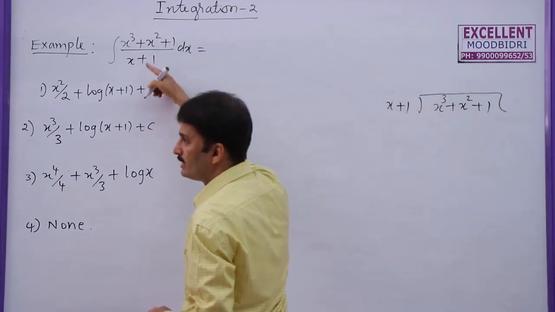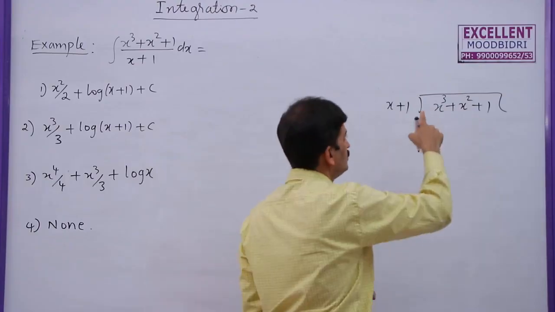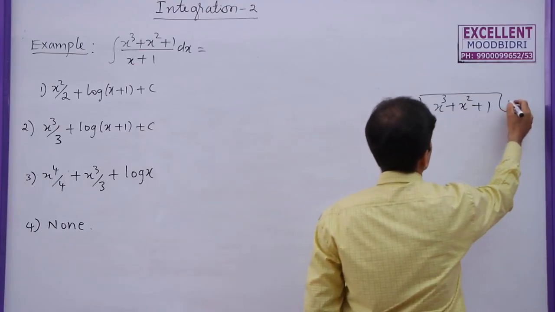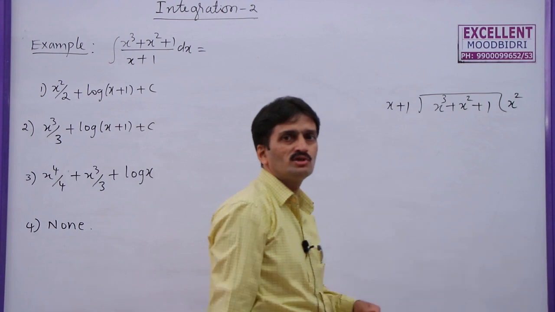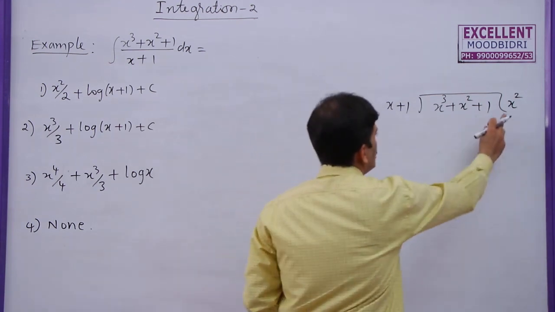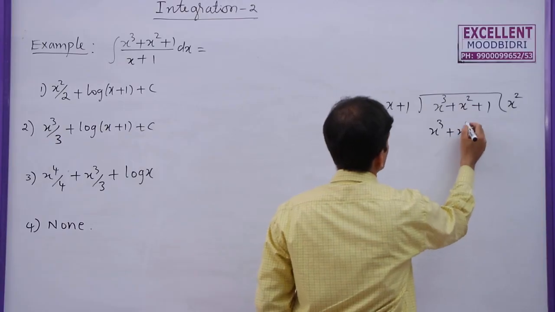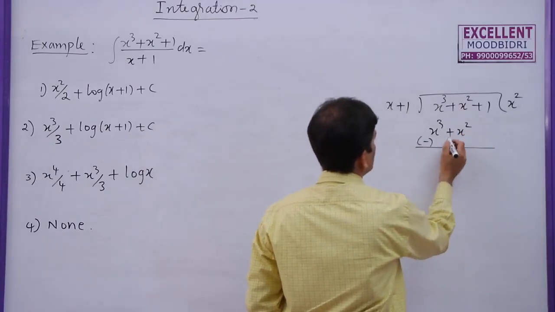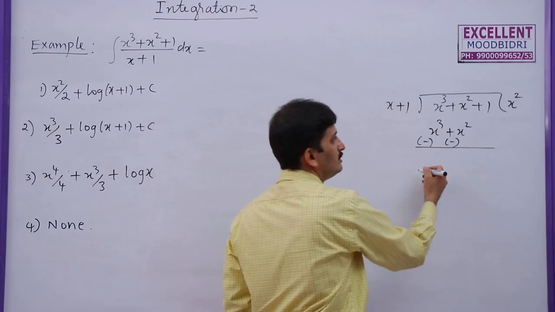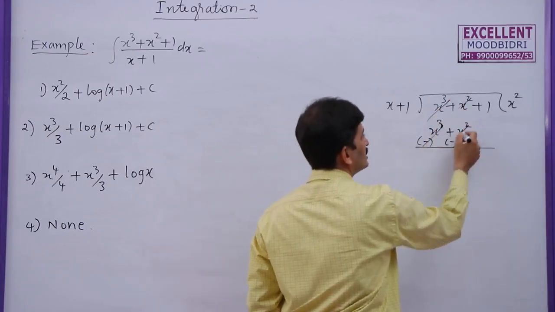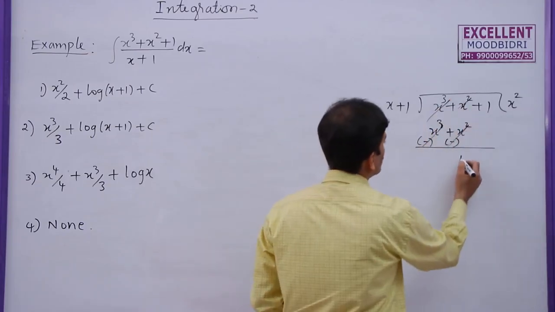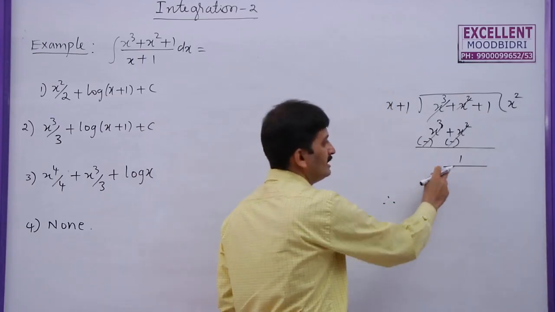Divide numerator by denominator using long division method. X cube by x is x square. So x square is the first term of the quotient. X square into x is x cube, x square into 1 is x square. Change the sign, minus, minus. Cancel. X cube minus x cube, x square minus x square. So 1, correct? Therefore, remainder is 1.